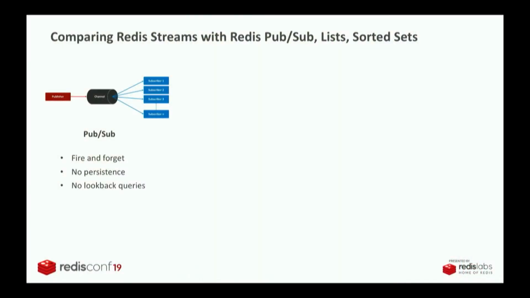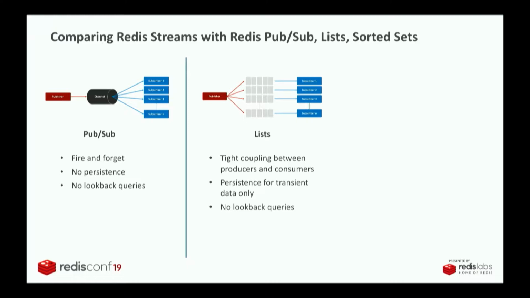I want to spend a minute to compare Redis streams with PubSub. In PubSub, it is fire and forget, and there is no persistence. So if you lose connection, you lose all the data. But it is good for some use cases where it's OK to lose data. You're just listening to some conversation. Even if you are offline for some time, it's OK, that kind of use cases. And it doesn't have any look-back queries. It's all asynchronous.